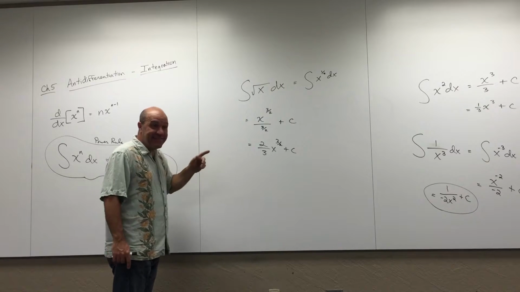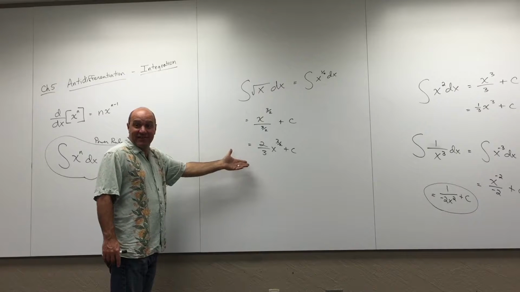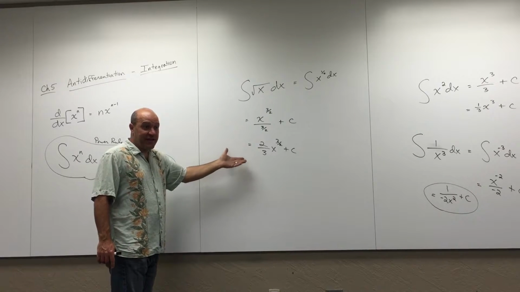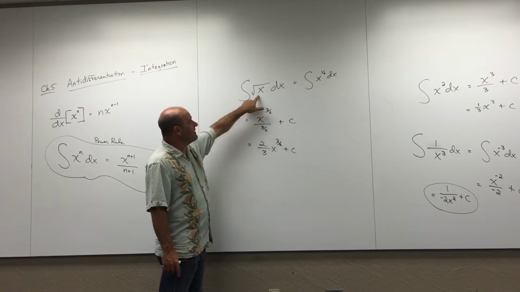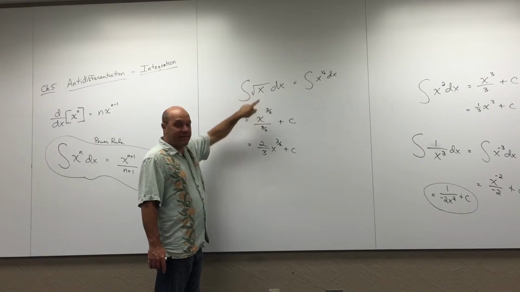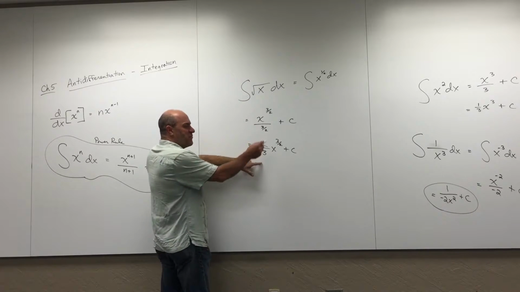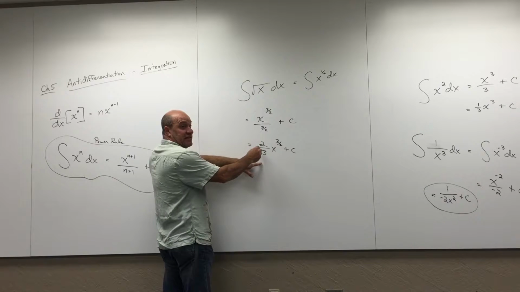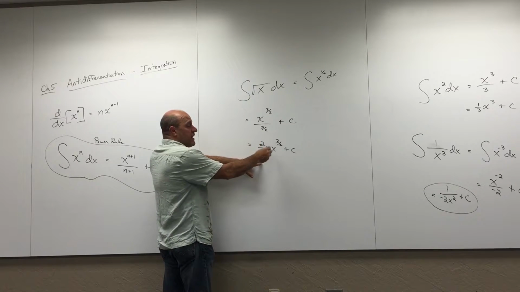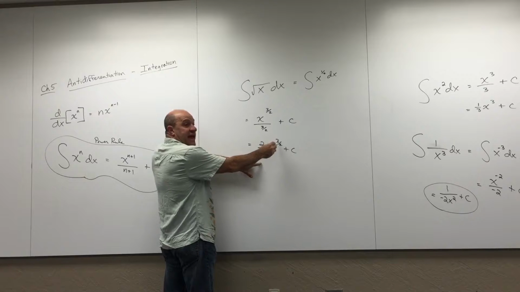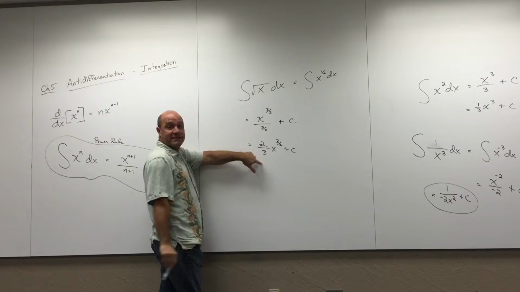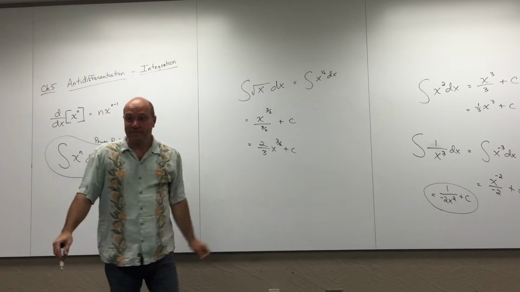You could check it. How do you check it? Take the derivative. If you do the derivative, you should end up right there. Let's just try. If you bring down the 3/2 and multiply by the 2/3, you get 1, and then you subtract 1 and you get x to the half. Yeah, awesome. That's it. It works.